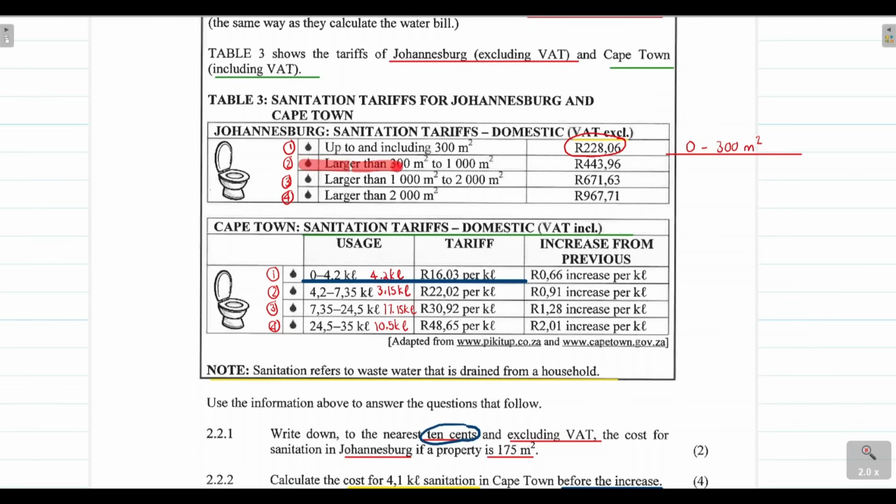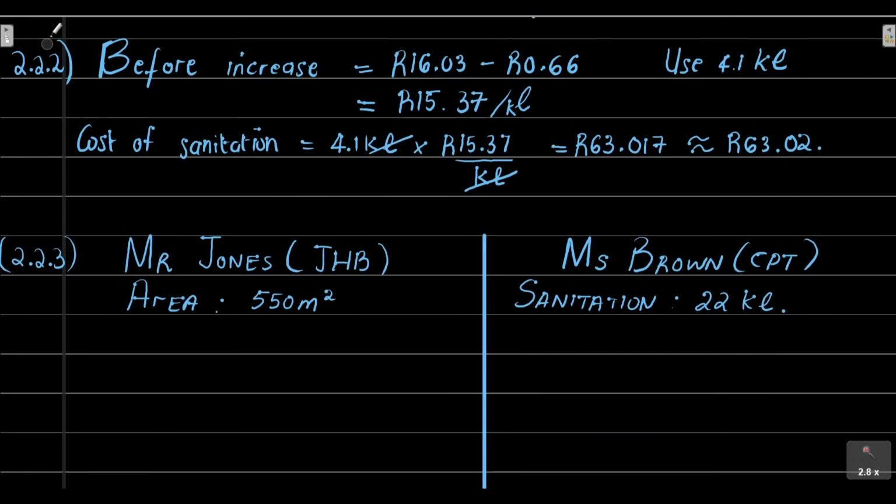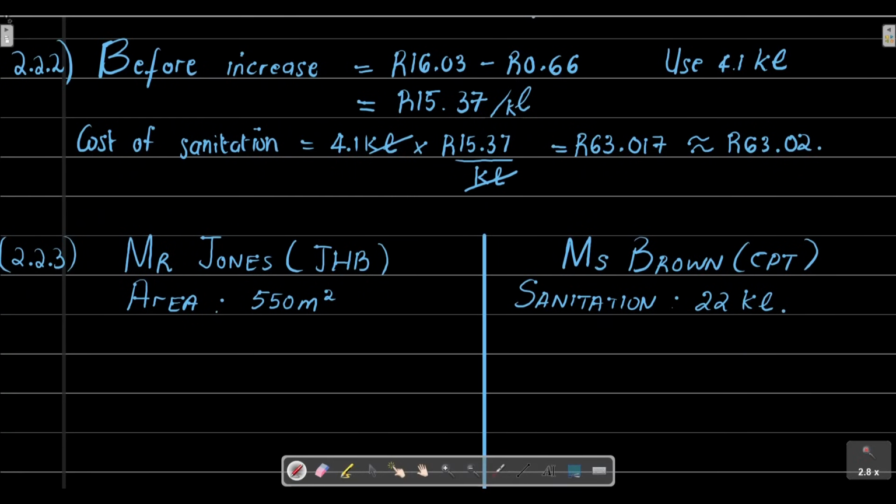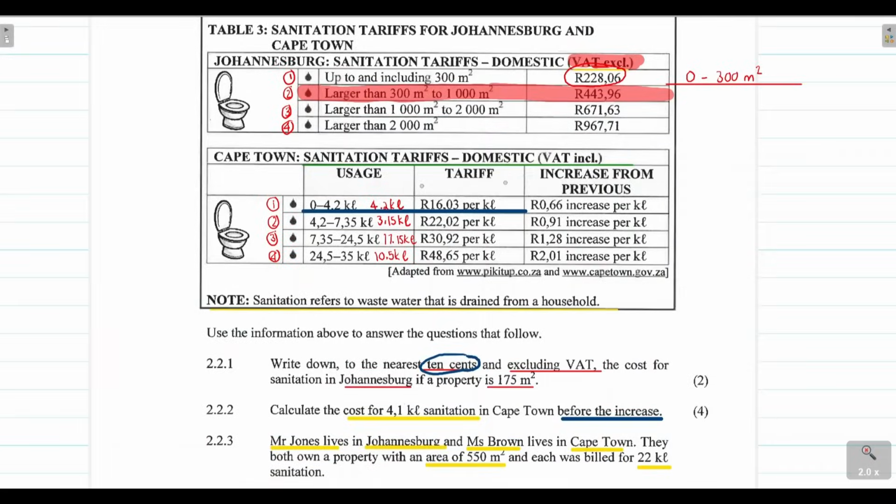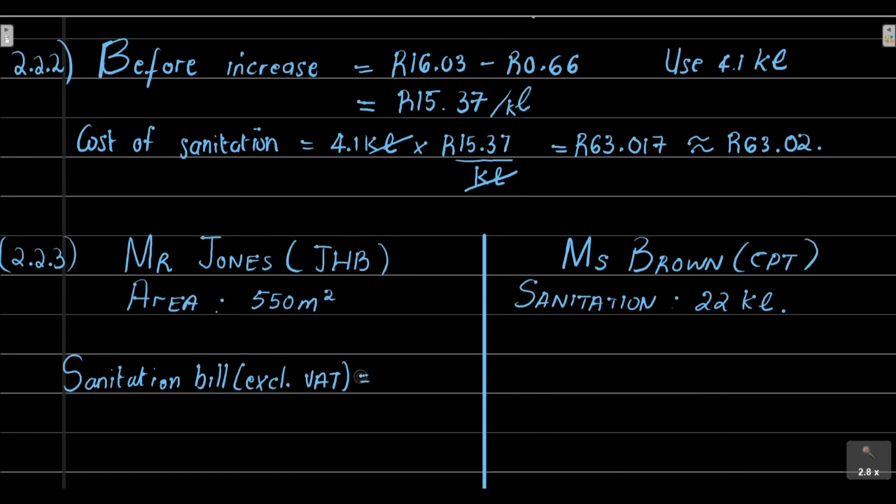Because on the second block we know that we're dealing with property that is between 300 meters squared and 1,000 meters squared. If you stay in a property that has an area in this range, you pay 443 rand and 96 cents. It's very important that we note that this amount excludes VAT. So Mr. Jones' sanitation bill, excluding VAT, will be 443 rand and 96 cents.